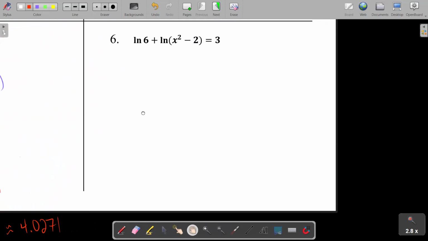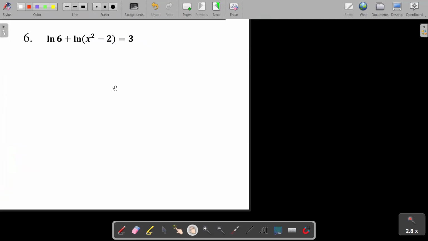Problem number 6 is about as annoying as problem number 5. But again, the step that we have to do first is condensing. So we wind up with the natural log of, and we are going to multiply. So again, it's distribution. So we're going to have the natural log of 6x squared minus 12 equals 3. Don't forget, that's a log with a base of e. So when we water cycle this up, we get e cubed equals 6x squared minus 12.